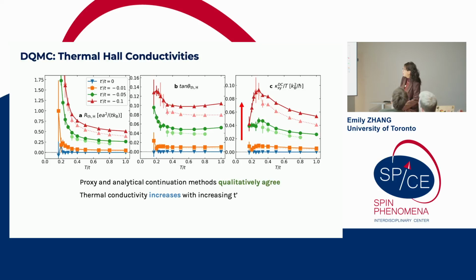are meaningful. Moreover, the thermal conductivity increases with increasing T prime, and T prime, as discussed before, controls the degree of particle-hole symmetry breaking. And moreover, at low temperature, at T less than J, where we go into the magnon transport regime, we have a finite thermal Hall, and this violates the no-go theorem result derived using linear spin wave theory.